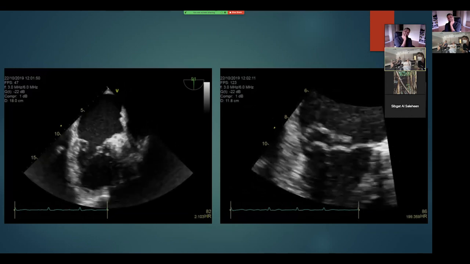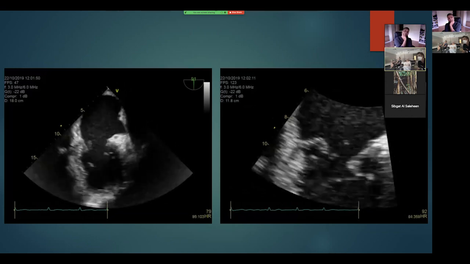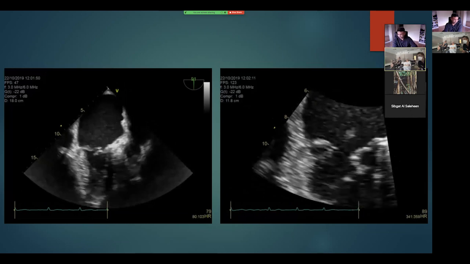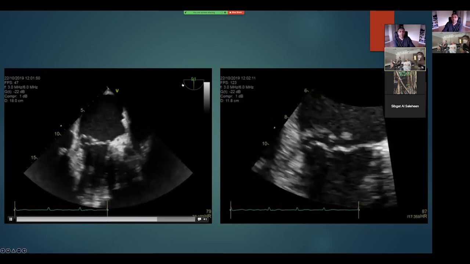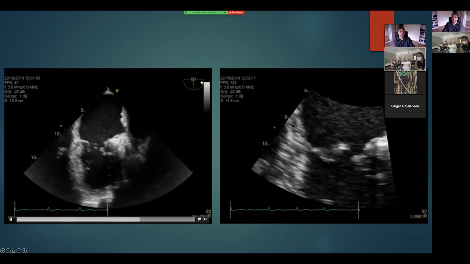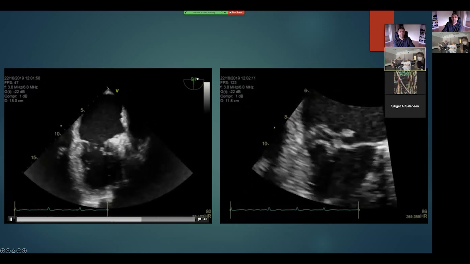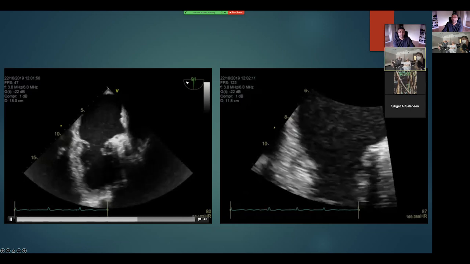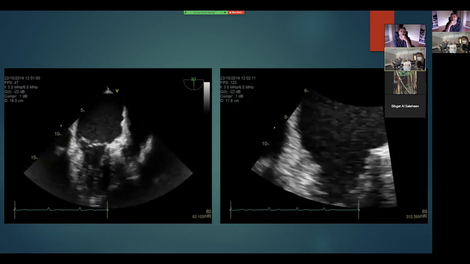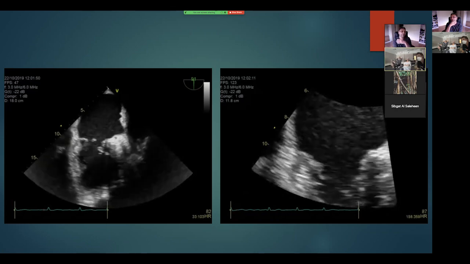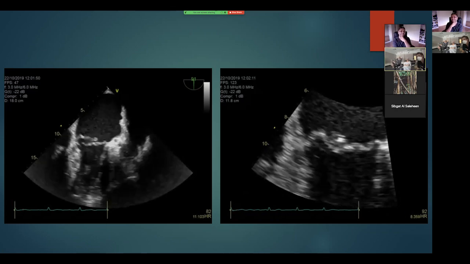Is this the same patient? Yep. So is this a 2-chamber? I don't know the TOE images that well yet, exactly what the name of the whole thing is, but it looks like a 2-chamber. Yeah, it's not a very pretty 2-chamber, but yes, it is. It's not too bad.